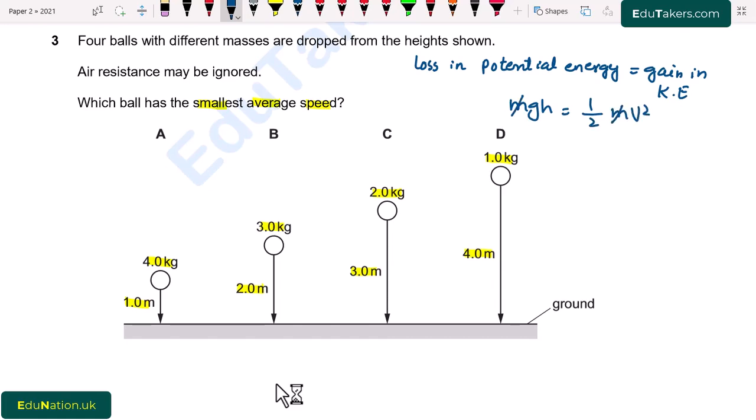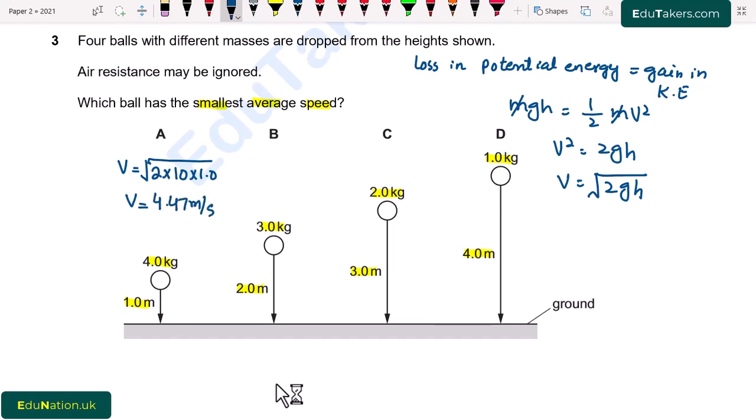This m cancels with this m. So v square is equal to 2gh and v is equal to square root of 2gh. We use this formula and find out the average speed. For ball A, v is equal to square root of 2 multiplied by the value of g, which is 10 meter per second square, and height is given, which is 1.0. So the value of speed for ball A comes to be 4.47 meter per second.